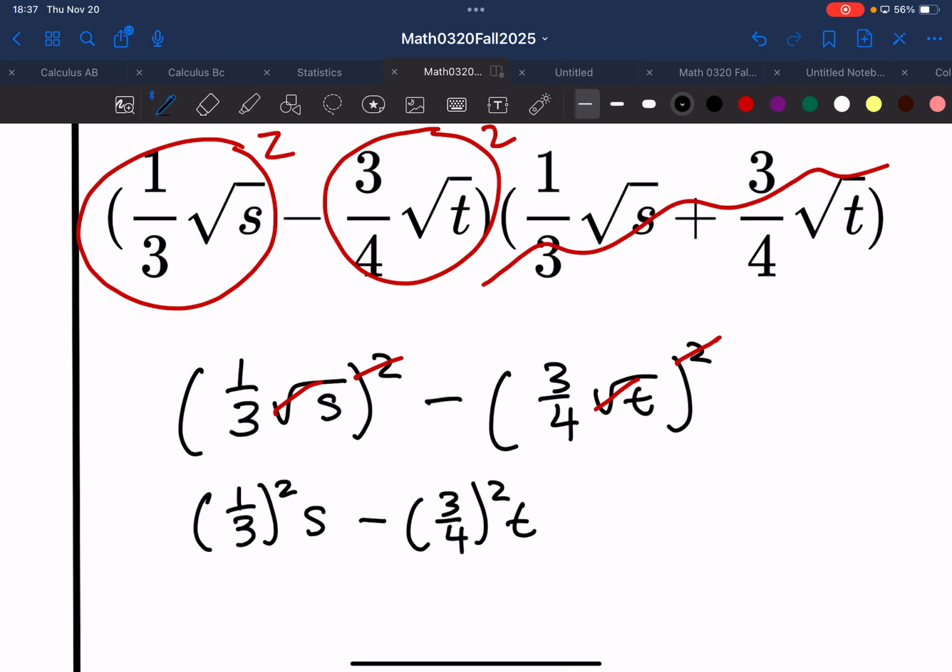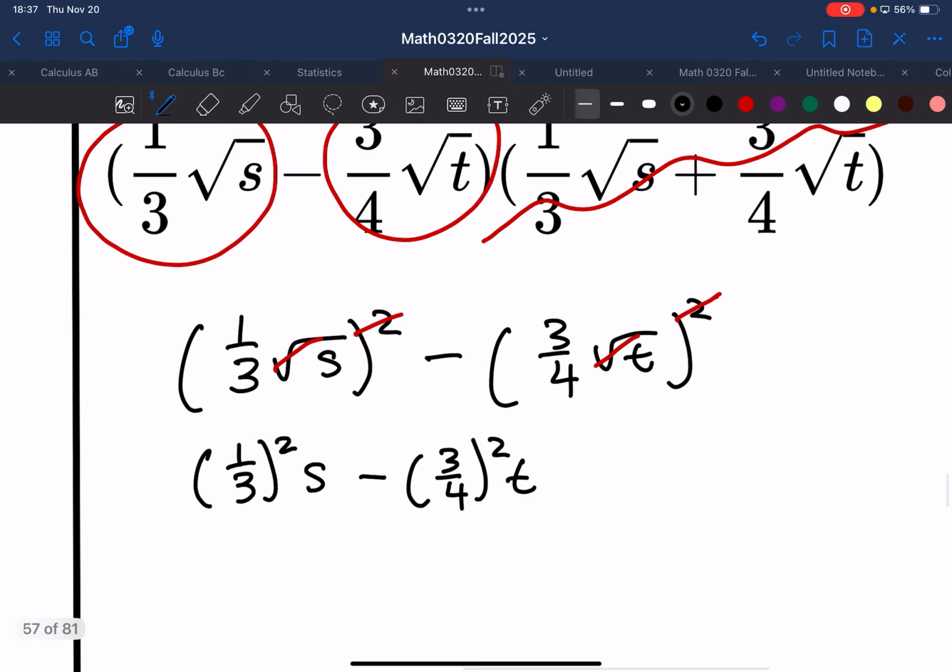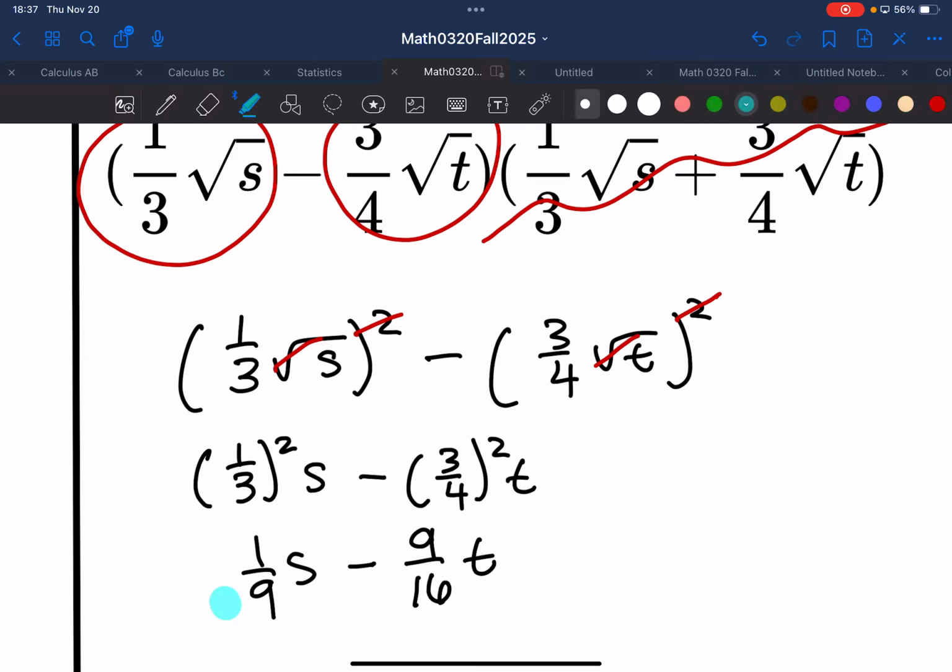So remember, if they're being squared, that means the numerator and the denominator are being squared. So on the first one, what would I have in the numerator? 1, and what's on the denominator? 9. So this is 1/9 s minus, what would that fraction be? Square it. 9 over 16 t. And that's my answer.